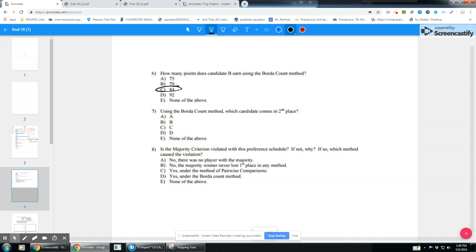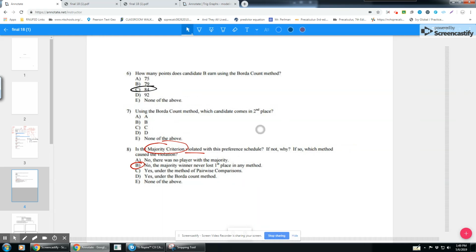And now this last one, number 8: is the majority criterion violated? Well, the majority criterion says that if somebody wins a majority, then they should win every other method. And from what we've done, A has won every other method, so it is not violated.